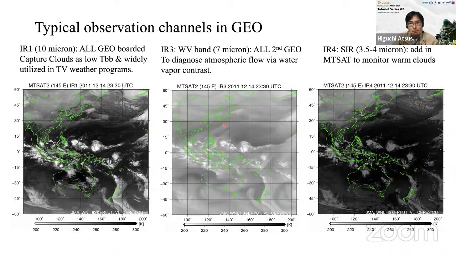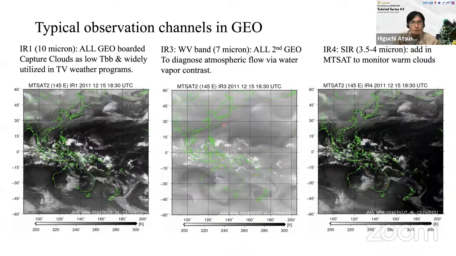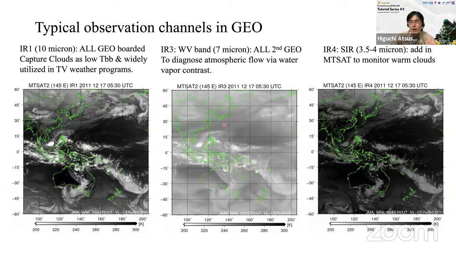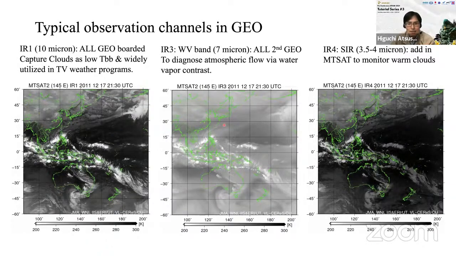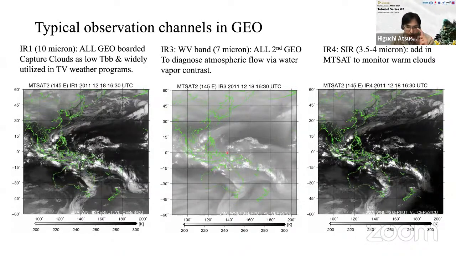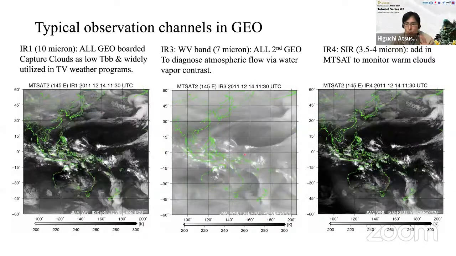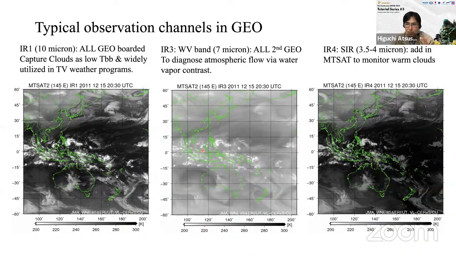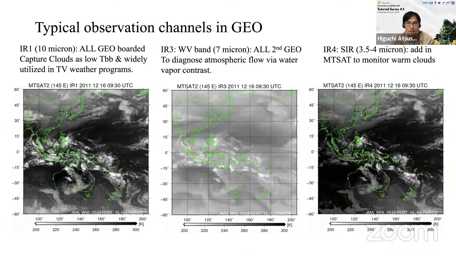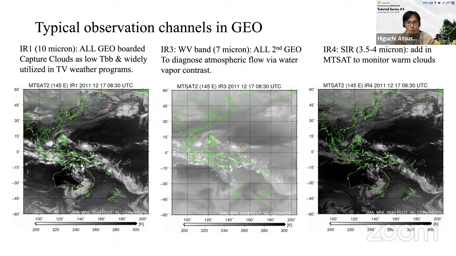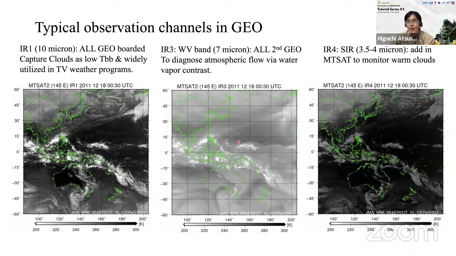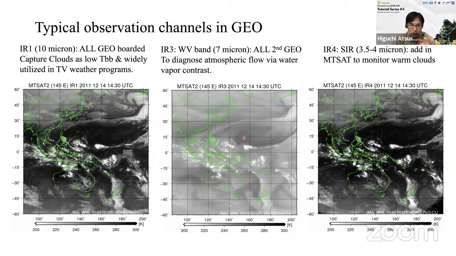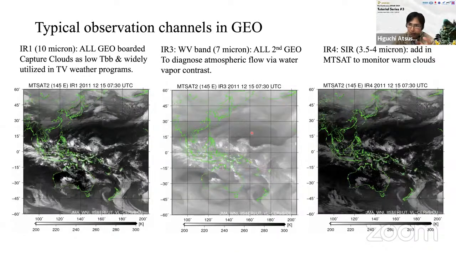And the next slide shows the water vapor band. This is 7 micrometers. This is on all second generation geostationary satellites, to diagnose atmospheric flows via water vapor contrast. This absorption band is by water vapor. Very high density water vapor occurs related to cloud or precipitation areas. Compared with the 10 micrometer movies, it shows more gray colors in the image, and the black, darker area means the atmospheric condition is relatively dry.